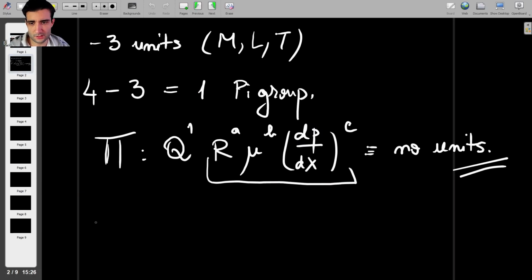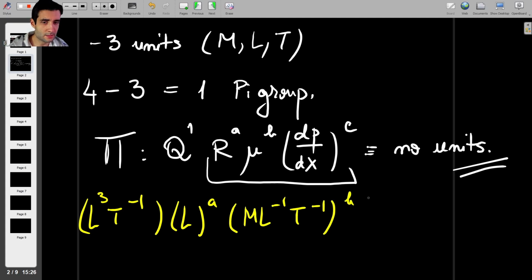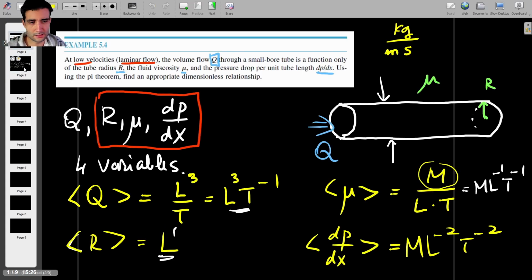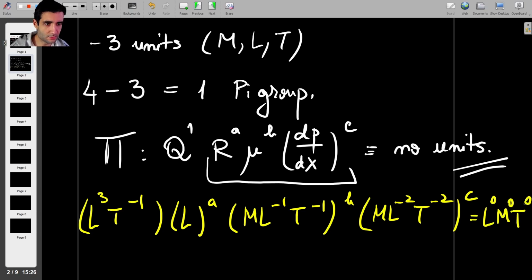Now, Q has units of L cubed t to the minus 1, and then r, the radius, that's just L to the a, and then viscosity is m L to the minus 1 t to the minus 1 to the power b, and then the pressure gradient is m L to the minus 2 t to the minus 2 to the power c. So this is going to be L to the 0, m to the 0, t to the 0.